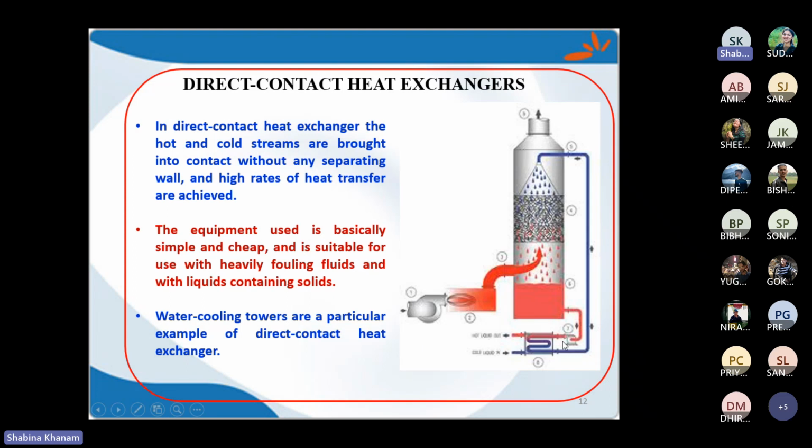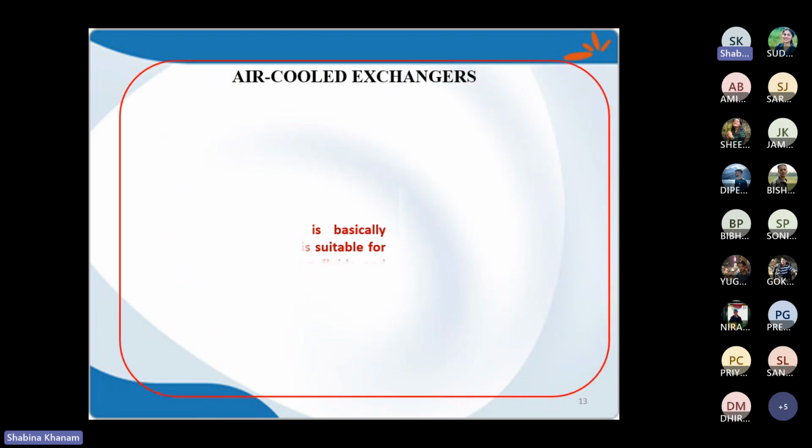So that will again happen in this heat exchanger, where it gives the heat to the colder fluid which is entering from here and exiting from here, and then its temperature will be cooled down, and then it recycles back to the tower. So in that way, a direct contact heat exchanger will be used. So that is the direct contact heat exchanger, that is the water cooling tower.